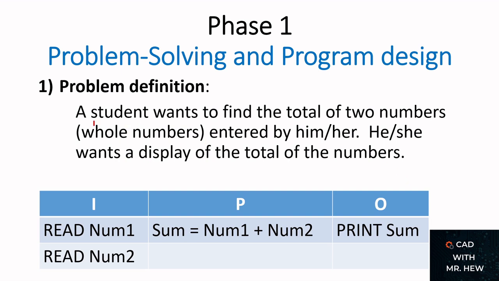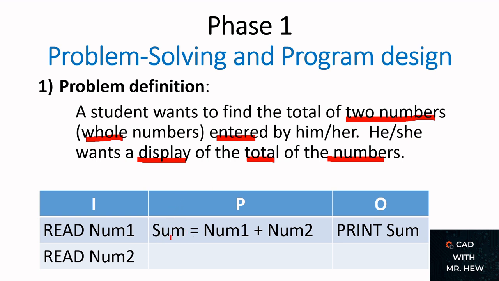Okay, so let's look at the example. A student wants to find the total of two numbers, and these two numbers are whole numbers entered by him or her. He or she wants a display of the total of the numbers. So here we have the input would be the two numbers, and they would be whole numbers, and these are entered. Then he wants to display the total of the numbers.